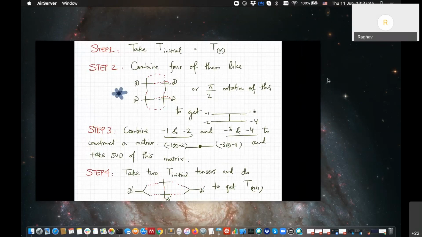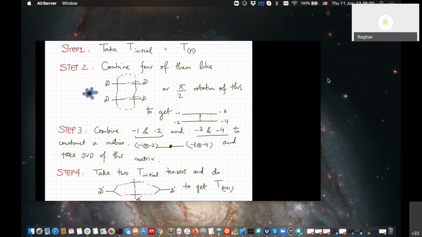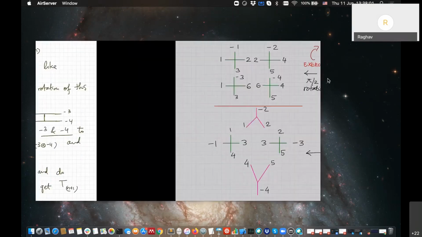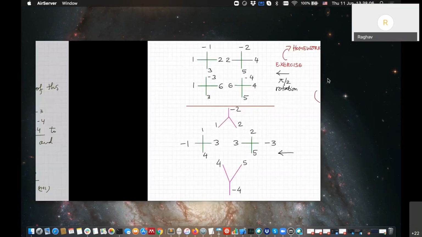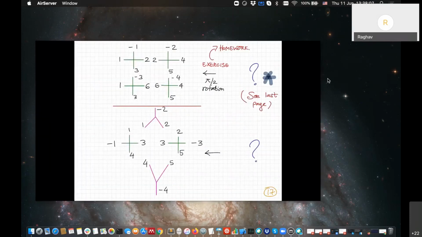And that will give us Tn plus 1, right? And this is one step of coarse graining. So we are going from n to n plus 1, and that is why we say that this is one step of coarse graining along x direction. We have to do a similar type of coarse graining along y direction also, right? And that is done like this.